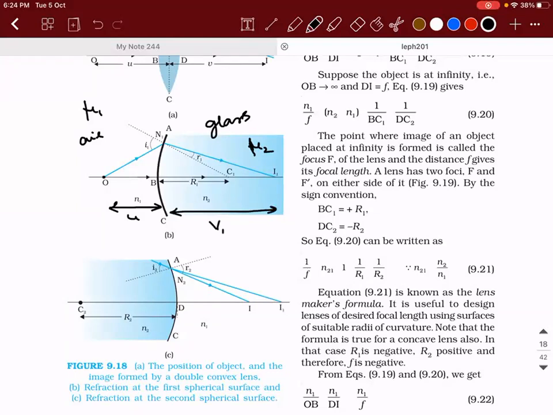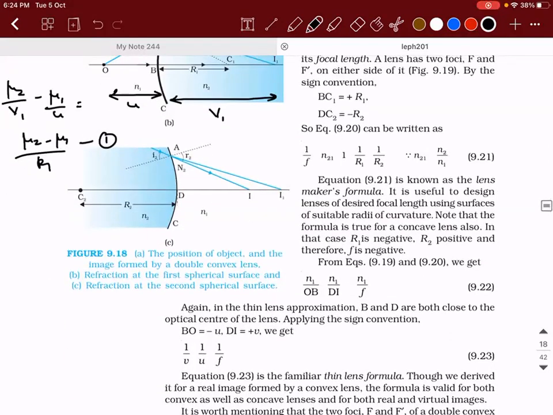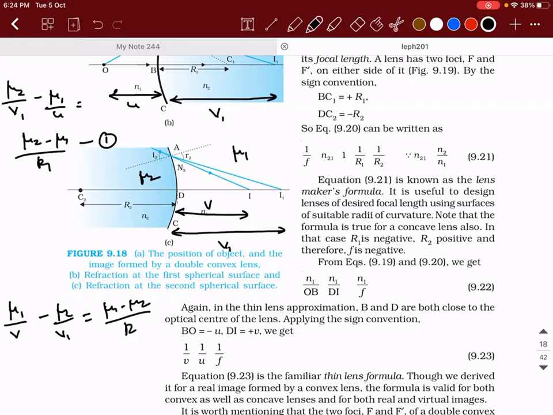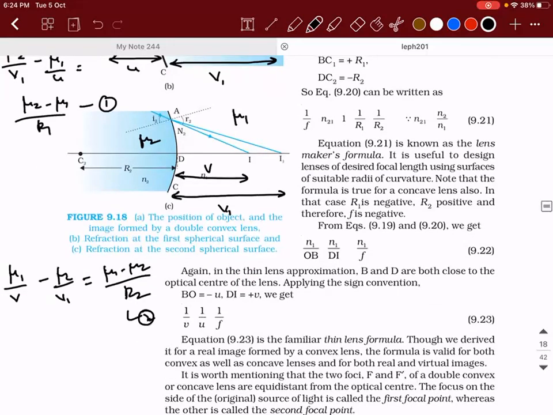So that when you apply the refraction at spherical surface formula, you get mu2 divided by v1 minus mu1 divided by u is equal to mu2 minus mu1 divided by r1. And I will call this equation number 1. Okay. Similarly, this distance will be v1 and this distance would be V. So here it will be mu1 and this will be mu2. Here I will apply the formula mu1 by V minus mu2 by V1 is equal to mu1 minus mu2 divided by R2. This will be equation number 2.